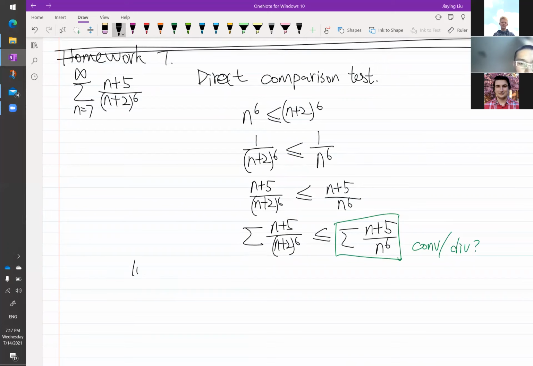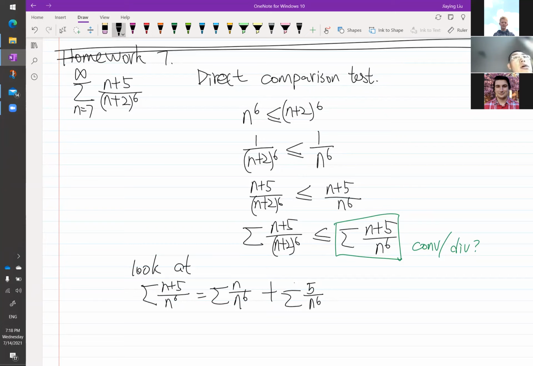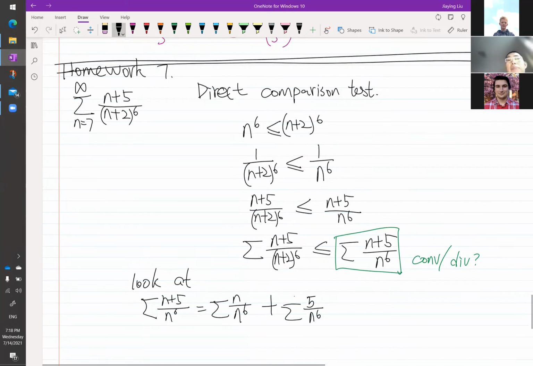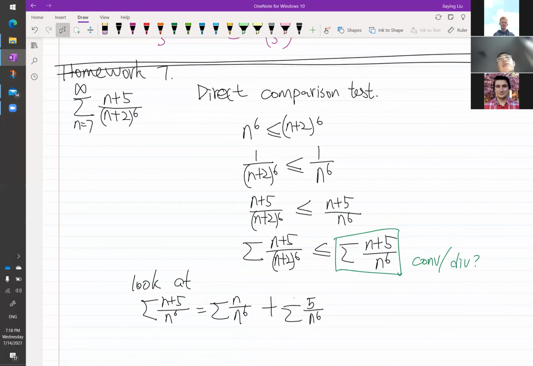So now we're going to look at this (n plus 5) over n to the 6th power. I'm going to split it into two series: the series n over n to the 6th plus the series 5 over n to the 6th. In this case I'm using the direct comparison test.